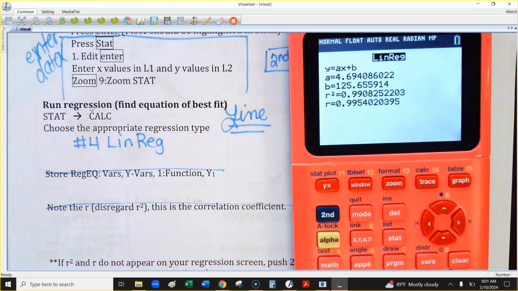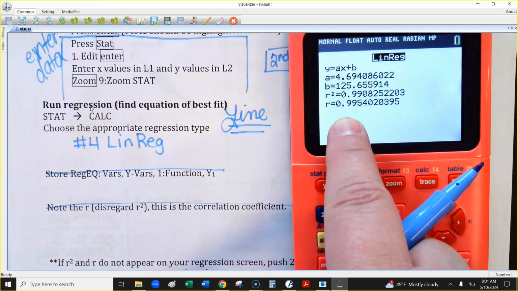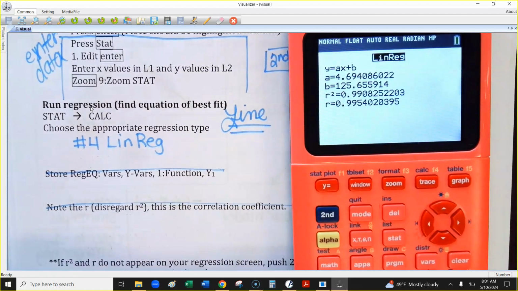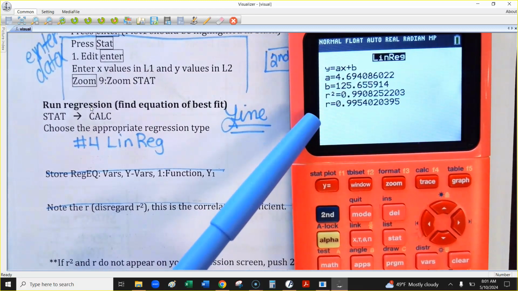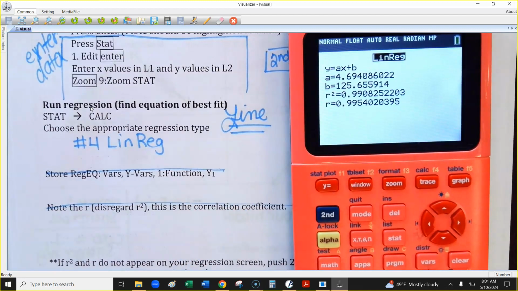And then, does anybody's not display the R value? That's what we did the diagnostic on. If we hadn't done that, that wouldn't be on there. So the correlation coefficient is the very last thing right there. And you can see it's 0.995. So that means a line is a really good representation.